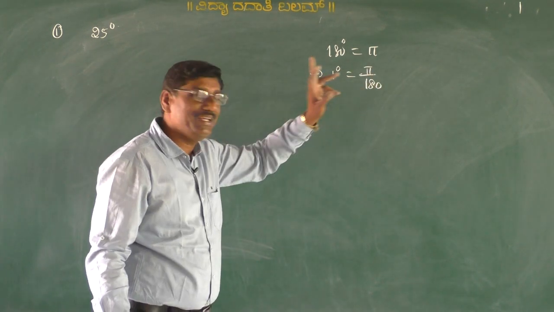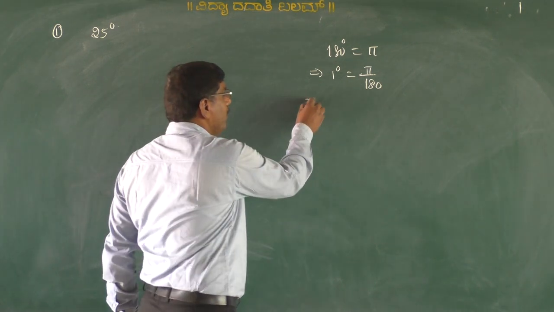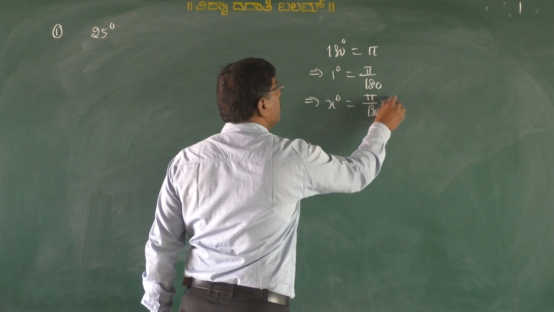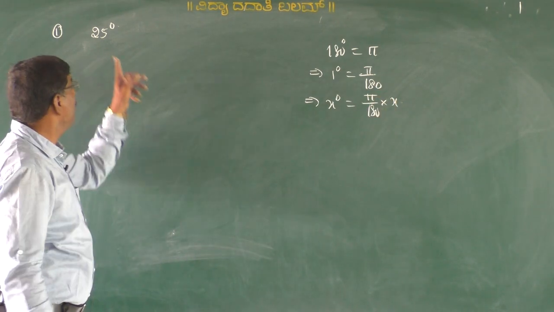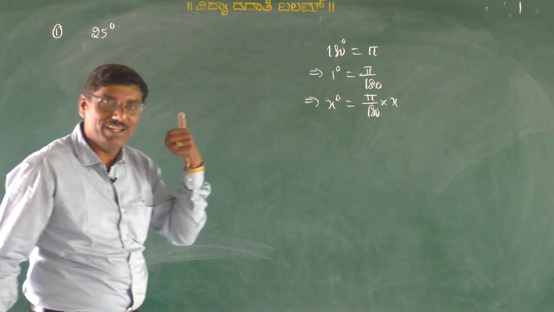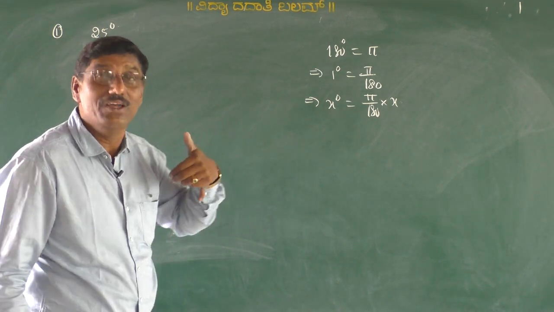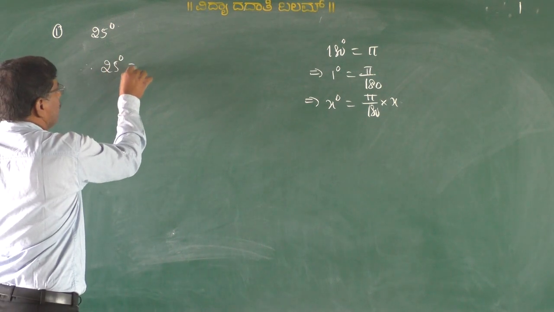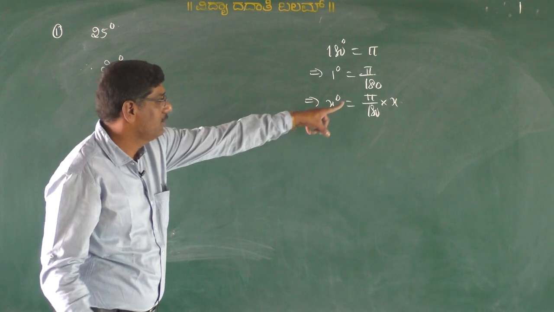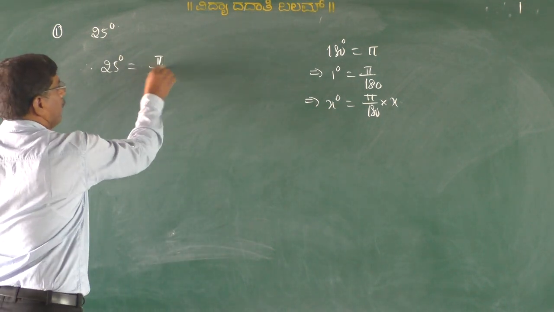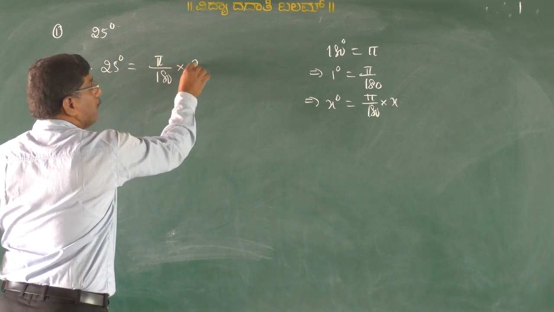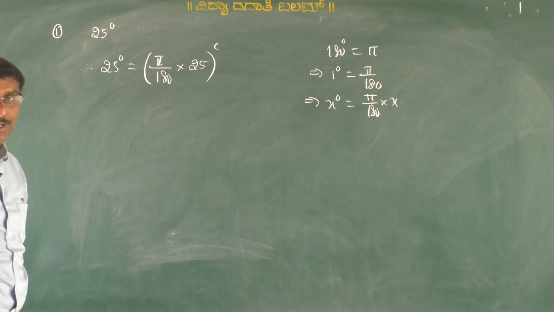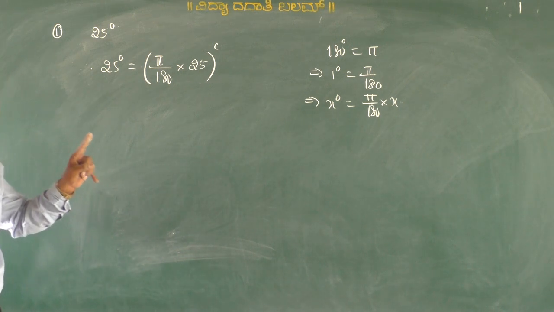This is in terms of radians, but we want that. x degree is equal to pi by 180 into x. In the place of x here is 25 degree, that is the given degree. Therefore, 25 degree is equal to, in terms of radians, pi divided by 180 into 25. This is in terms of what? Radians, my dear students. Have you understood, all of you?